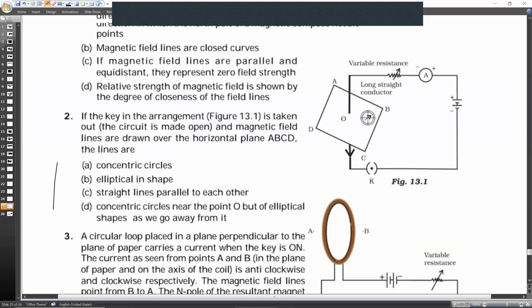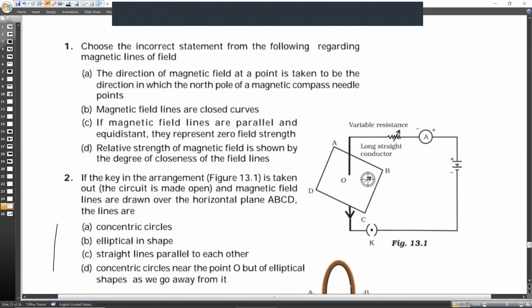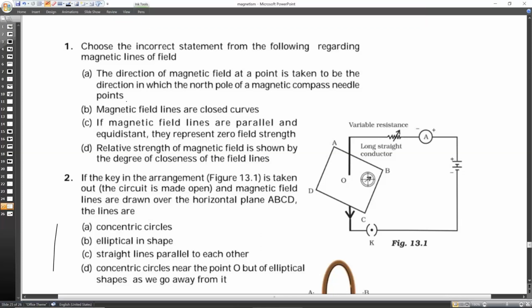And here, one more last question. Choose the correct statement of the following regarding the magnetic field lines. Which is the correct? A, B, C, D. Which is the correct? Incorrect one.